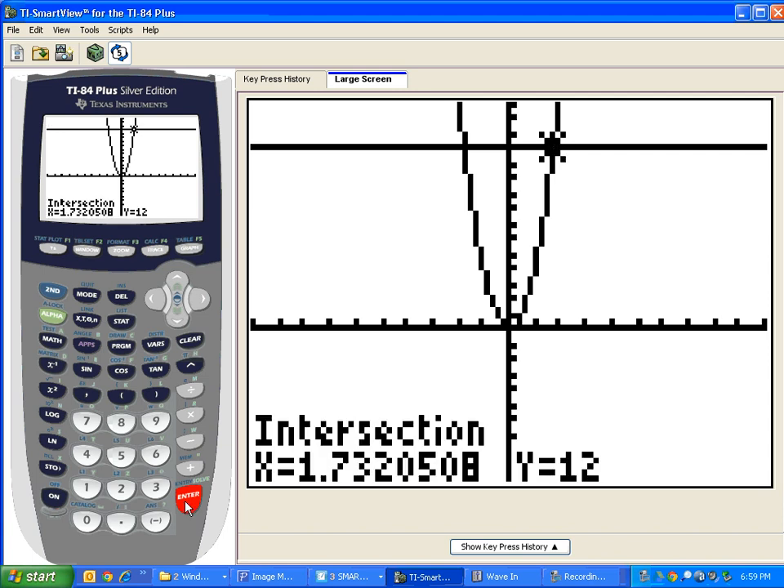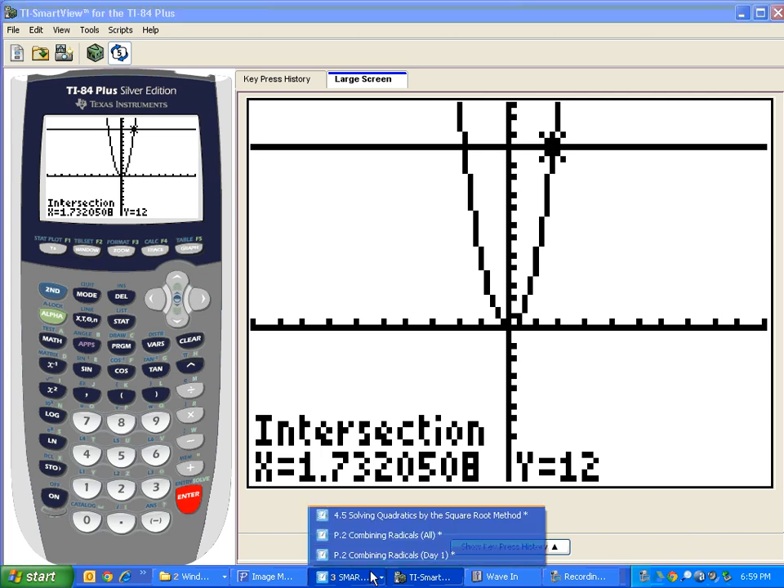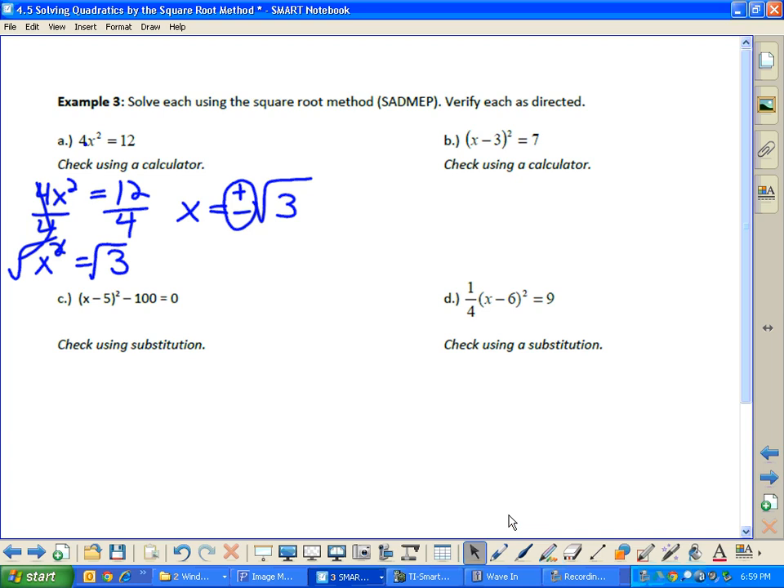So do you see how there's 2 spots or 2 answers I'm looking for? Does that make sense? So we did it right. We got that matching decimal answer that corresponded to our radical. Good job. All right, let's do it again.